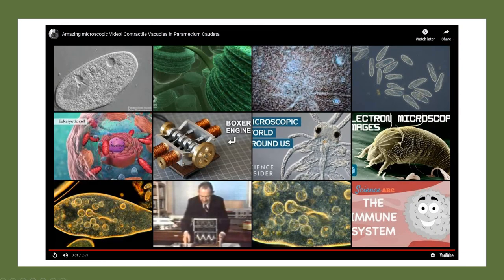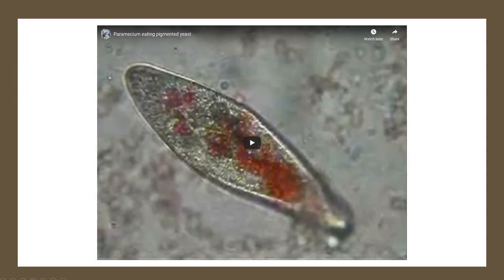How the contractile vacuole works. Now, remember we talked about how the food comes into the gullet? This is a paramecium that is eating red-colored yeast. As the yeast go through the process of digestion, they get broken down and their color changes. So you'll be able to see the food circulating through the body of this paramecium.